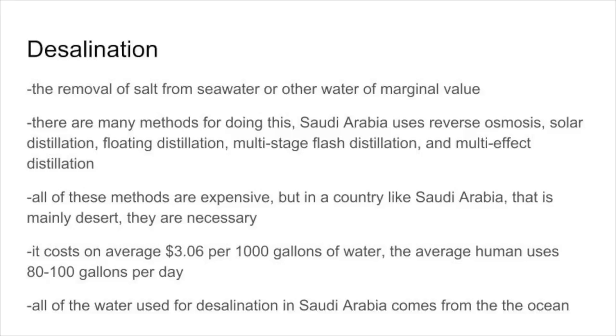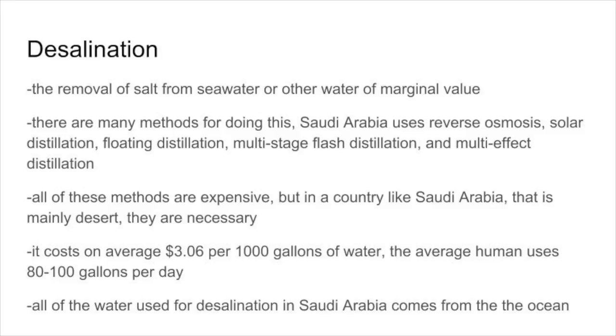Desalination is the removal of salt from seawater or other water of marginal value. There are many methods for doing this. Saudi Arabia uses the methods listed below. These methods are reverse osmosis, solar distillation, floating distillation, multi-stage flash distillation, and finally multi-effect distillation. These methods will be described in further detail later on in the presentation.